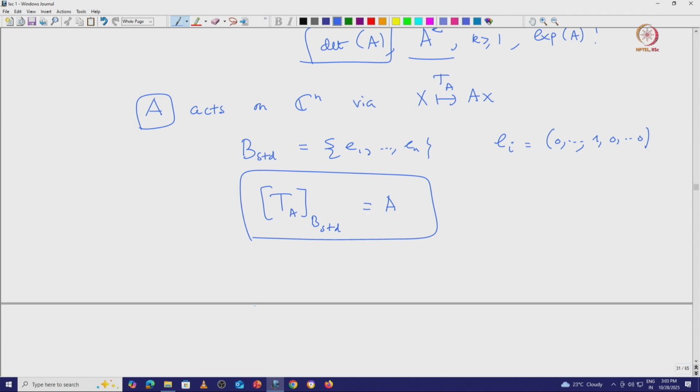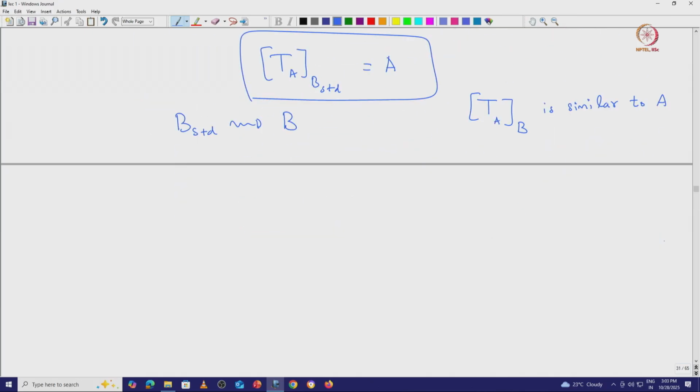Now if we change the basis from the standard basis to some other basis B, then we already verified that the matrix of T_A with respect to this new basis B is going to be conjugate to A. So, this is indeed similar to capital A. That means there exists an invertible matrix P from GL_n(C) such that this new matrix of T_A is conjugate to A via that P. So, this is the relation that we have.